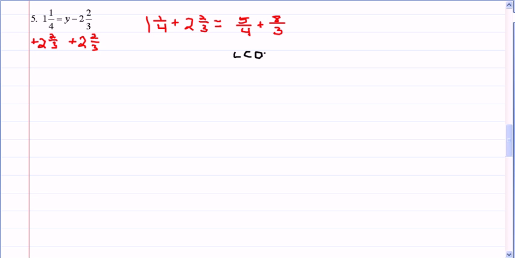And to find the least common denominator, I list the multiples of 4 and 3. The smallest number that they have in common is 12. So the least common denominator is 12. I have to multiply the first fraction by 3 over 3 so that my denominator is equal to 12. The second fraction I have to multiply by 4 over 4 so that the denominator is equal to 12.